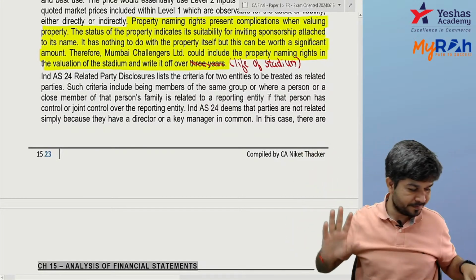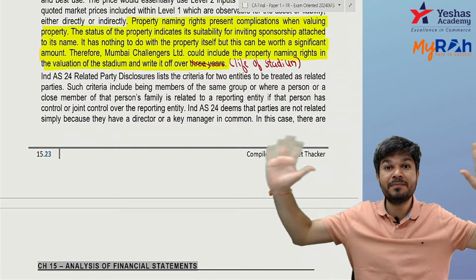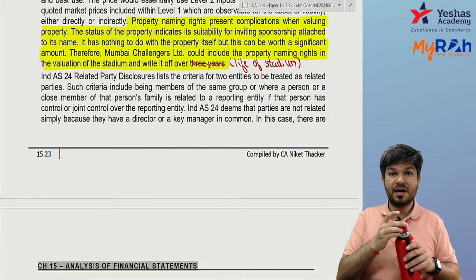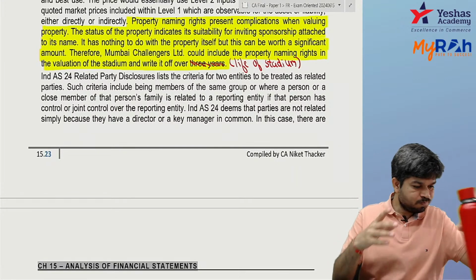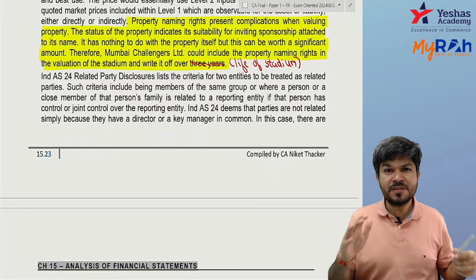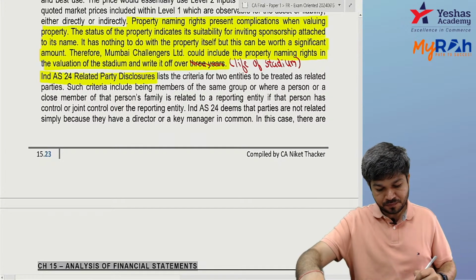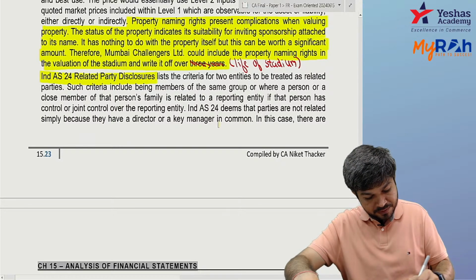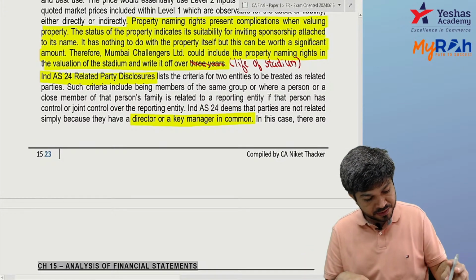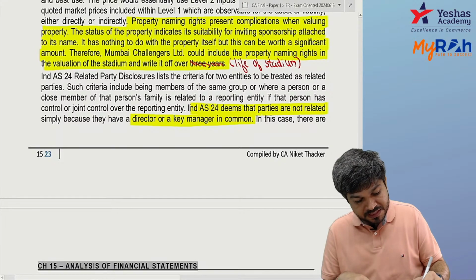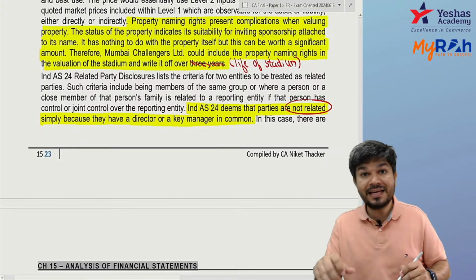Are we related party? Both places KMP. Same director, both the places. A Limited, B Limited, both have the same director. So are A and B said to be related party? No, here just the board of directors are common. So check out over here Ind AS 24 related party. Okay, so now they have directors or KMP in common. Check over here. Ind AS 24 deems that the parties are not related just because directors are common.